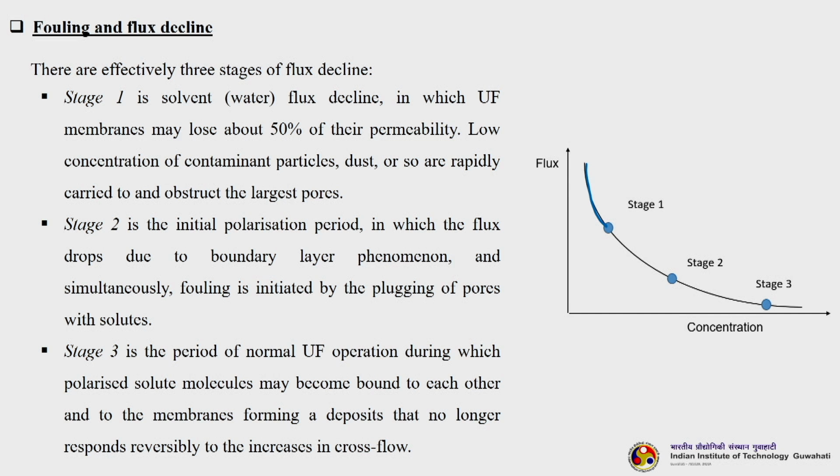The membrane may lose 50% of its permeability. So, a low concentration of contaminant particles, dust or so, are rapidly carried out and obstruct the largest pores. Now, in stage 2, from here to here, it is the initial polarization period, that means the flux drops due to the boundary layer phenomena.